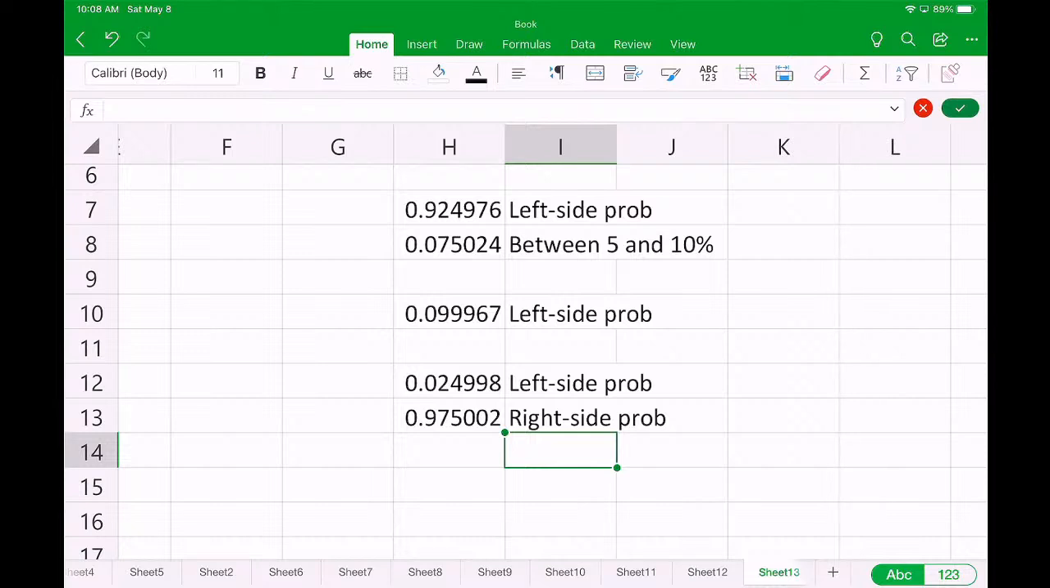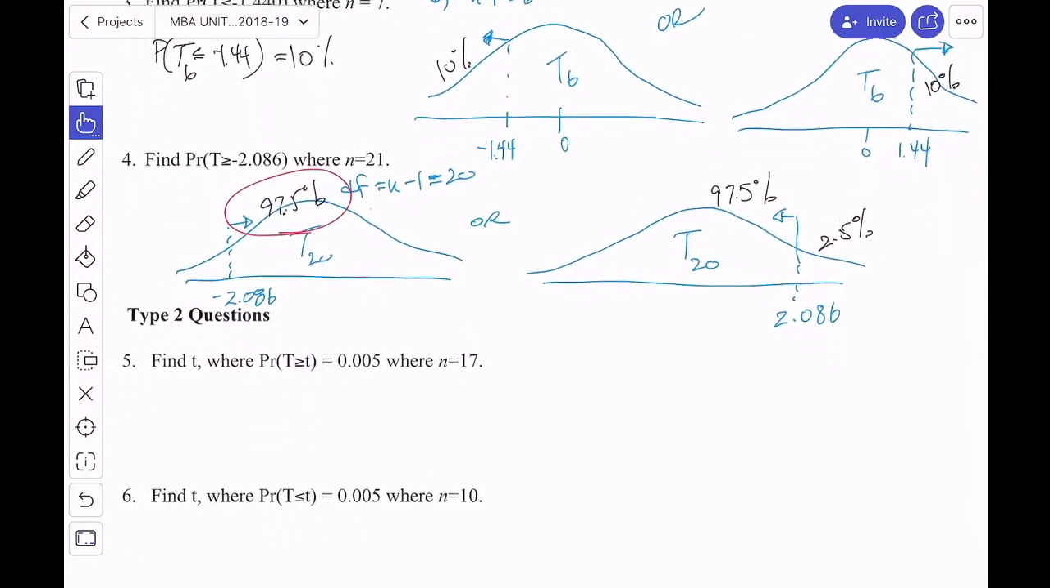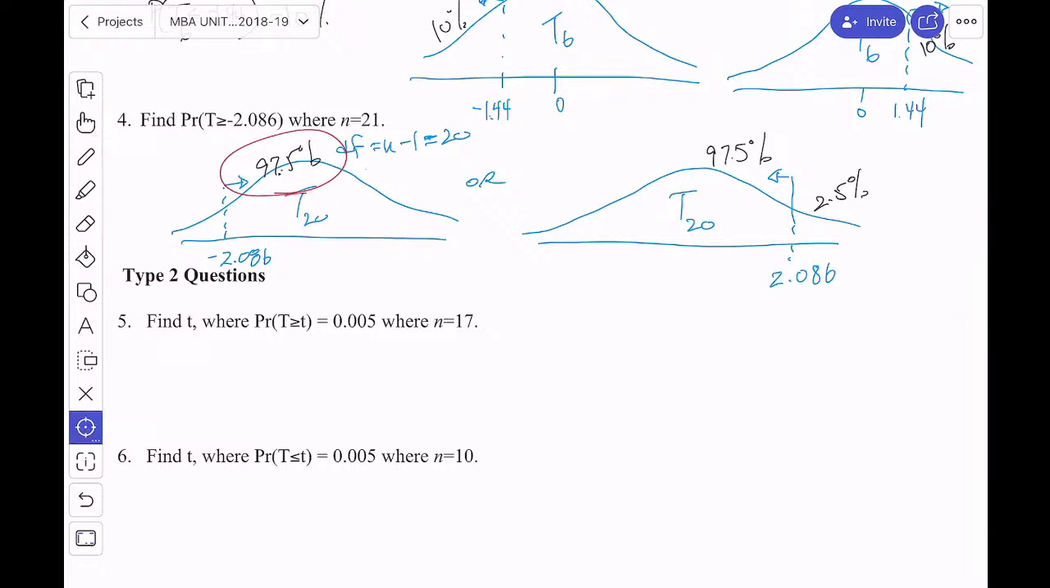Okay, so you guys are good at this. So now let's look at, rather than trying to find probabilities, we're going to do the inverse problem. Let's find the critical value, or the t-score. So that's type 2 type question. So instead, I give you the probability and you tell me what t is. Now this is actually much easier than for the z distribution.